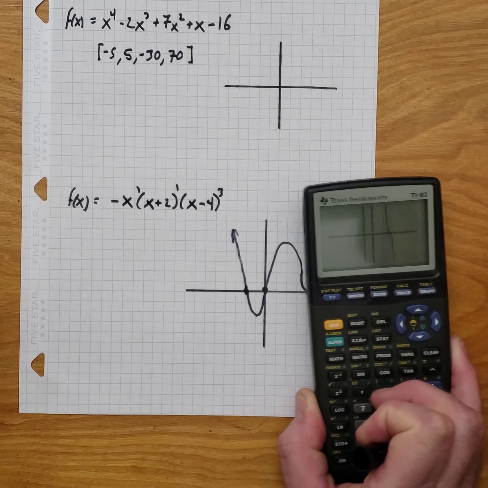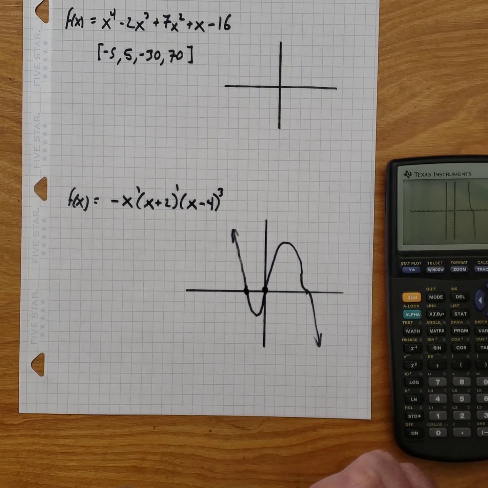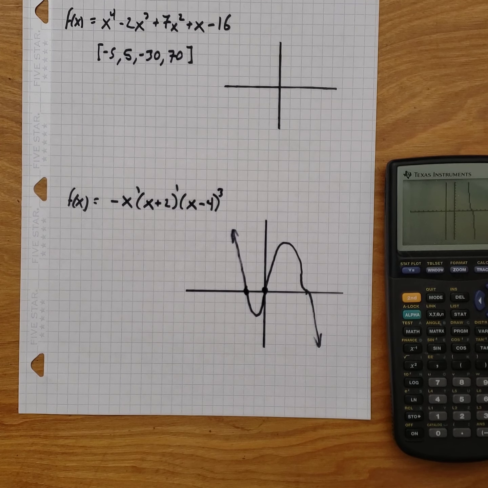All right, so whenever you're graphing, use your calculator to help you and to check your work. Even in the last part where we were graphing polynomials by hand, after you're done graphing it by hand, pop it in the calculator and see if you get the same thing. If you do, you did it right. If not, try again.